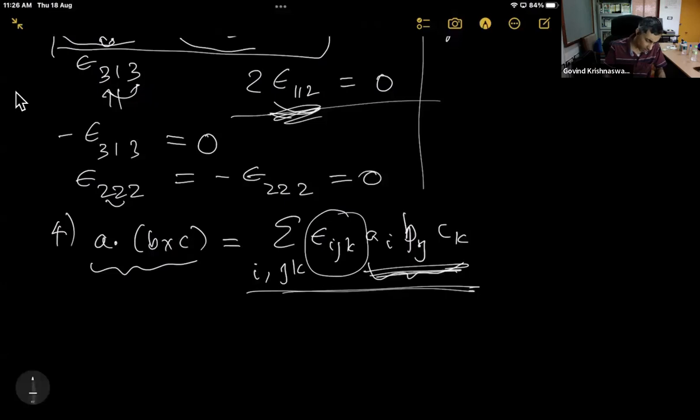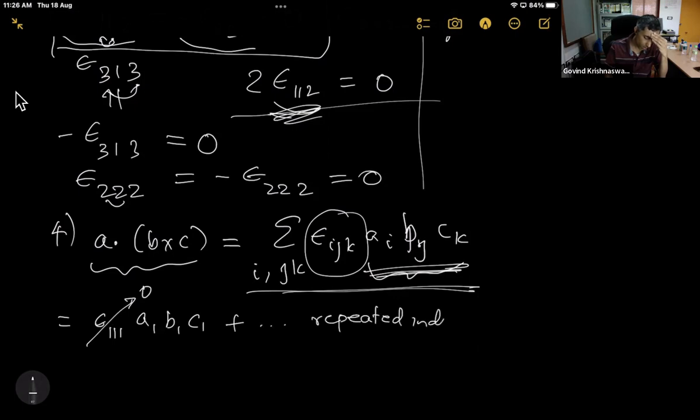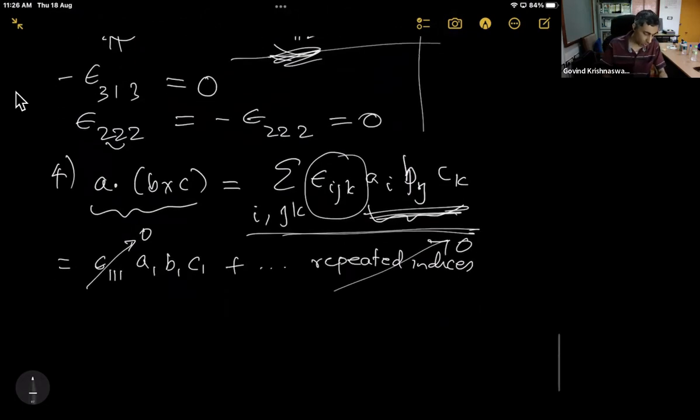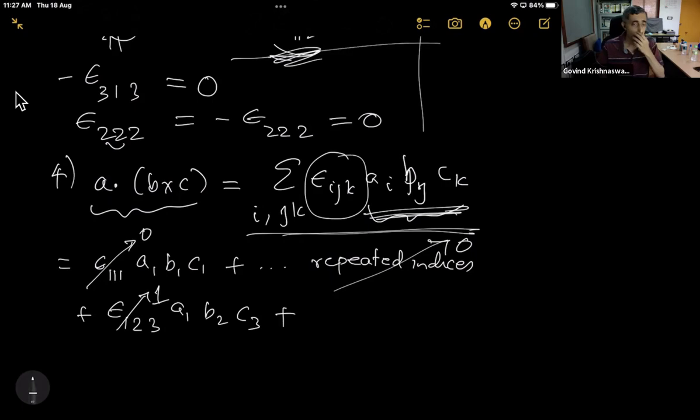So for instance, if I write out this expression, what will I get? I will get things like epsilon 111, A1, B1, C1. But that is simply 0 because epsilon 111 is 0. So there are lots of terms with repeated indices, and all of them are 0. Then we can specialize to only those where all indices are distinct. One of those terms is epsilon 1, 2, 3, A1, B2, C3. This one is 1, of course, and so you get this coefficient. And then I have to write out the remaining ones.